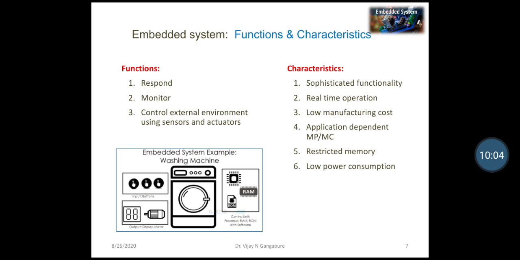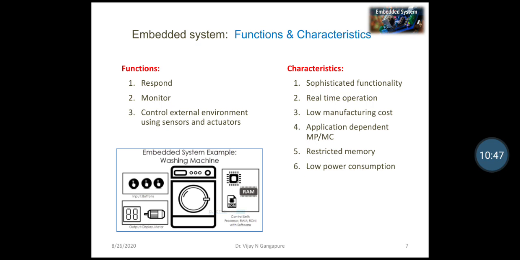What are the characteristics of any embedded system, or what should be the characteristics of an embedded system? First, any embedded system should provide sophisticated functionality. Second, it should provide real-time operation. We are going to study what this real-time operation is. Third, low manufacturing cost. The manufacturing cost of any embedded system should be low. This requirement is everywhere, you know.